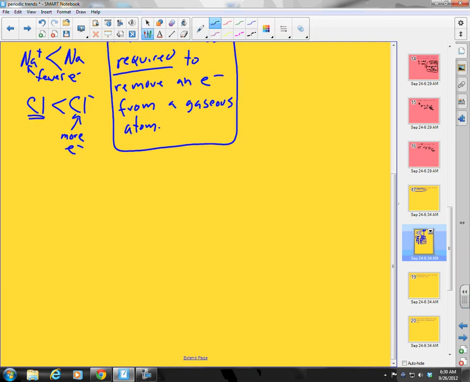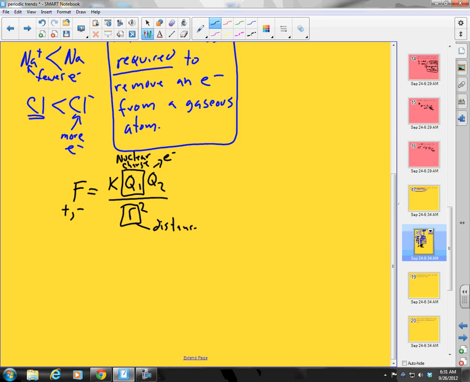Now, this is my definition, and I think really the best way to understand the trend here is to go back to our wonderful Coulomb's law. Remember, I said last video that the force between a positive nucleus and the negative electron is equal to K Q1 Q2 over R squared. Q2 could be thought of as the electron charge, and that's not changing, but my Q1 could be thought of as my nuclear charge. In fact, we might want to consider it my effective nuclear charge. And my R would be the distance between my nucleus and the electron that we're talking about.